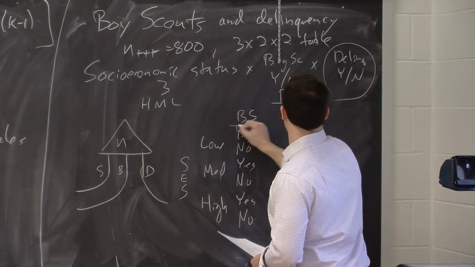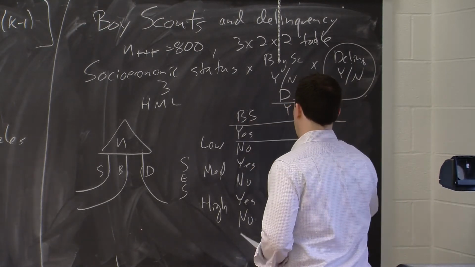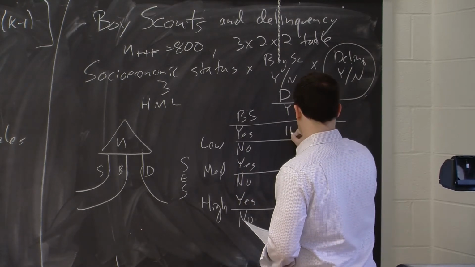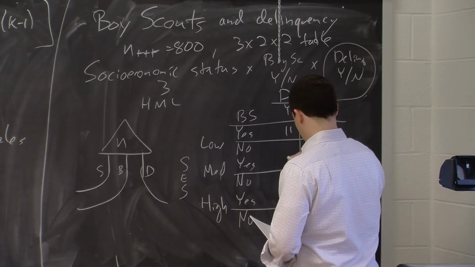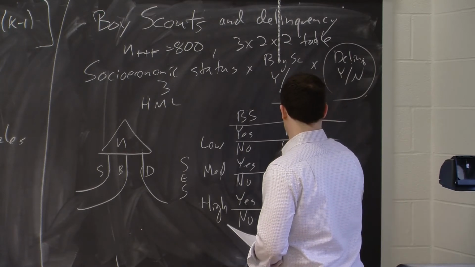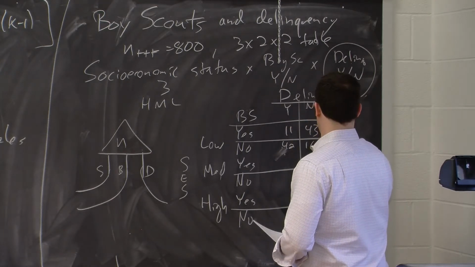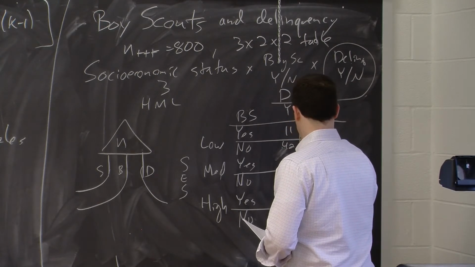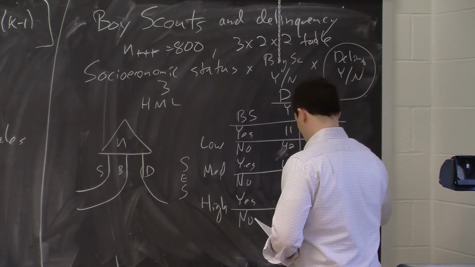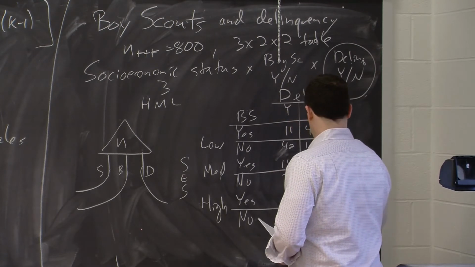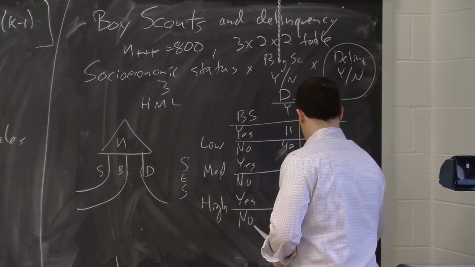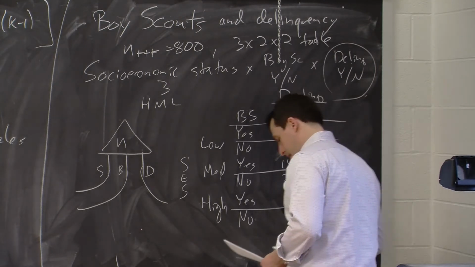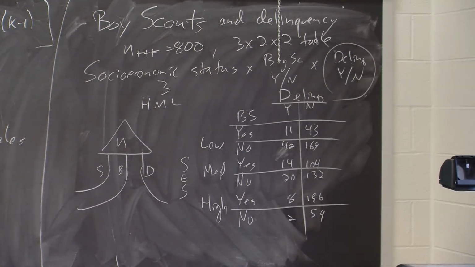And the numbers, let's put them in: 11, 43, 42, 169, 14, 104, 20, 132, 8, 196, 2, and 59. Of course, the table is in your notes.